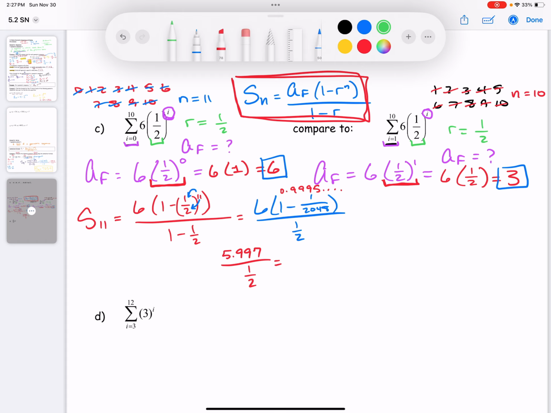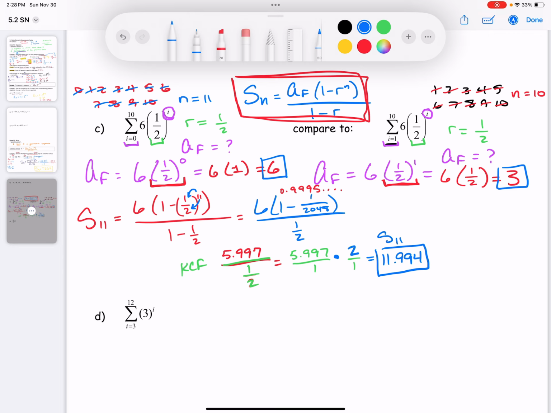Now, dividing by a fraction, you have to keep, change, flip. So I'm going to keep my numerator, I'm going to change my sign, and I'm going to flip my second fraction. So dividing by 1/2 is essentially the same thing as multiplying by 2. And so what that gives me is 11.994. That is the sum of these 11 terms.